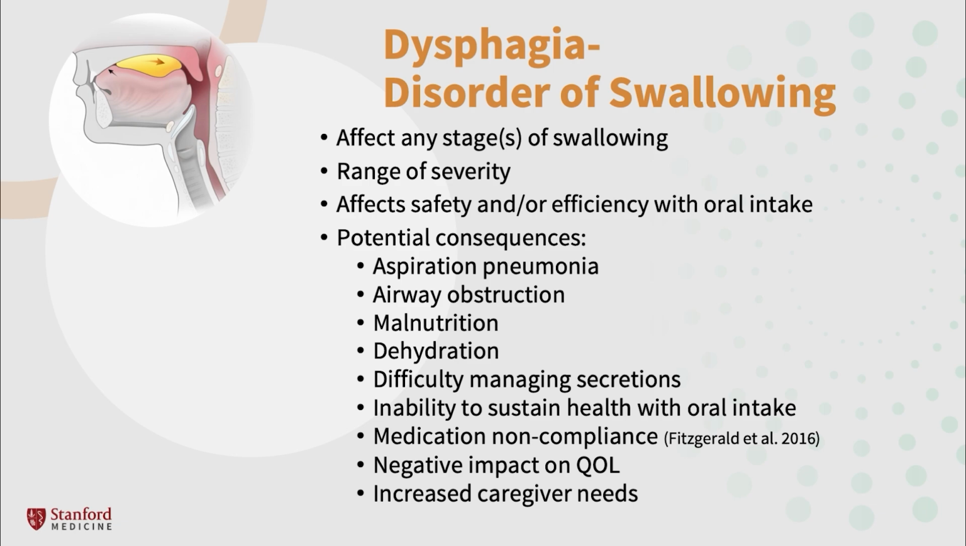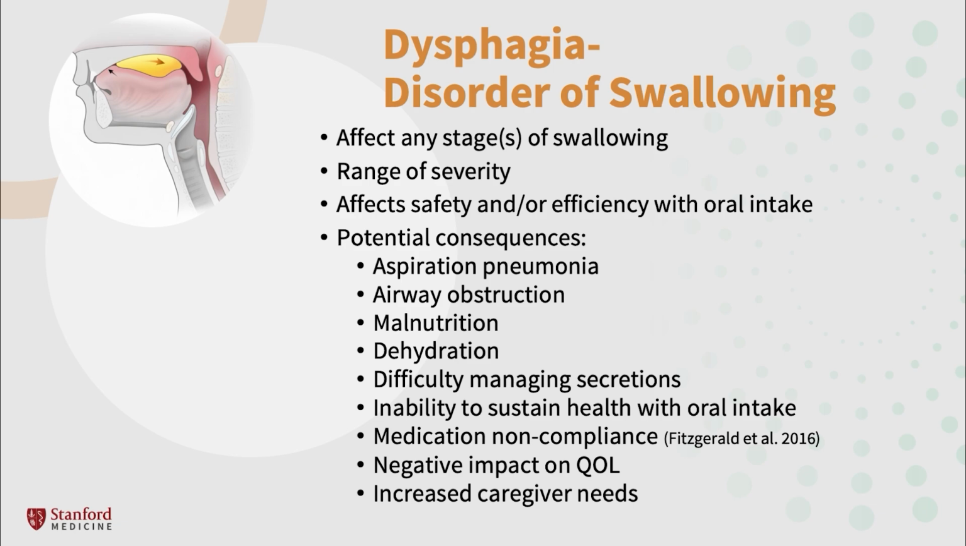And we're really talking about a condition that can have a vast range of severity. An individual might just need to prepare a certain food a certain way so that it's a little bit easier to chew, all the way through the spectrum of not being able to swallow foods, liquids, or even your oropharyngeal secretions and saliva. It affects the safety and efficiency of oral intake, and the potential consequences of dysphagia can be life-limiting and have a profound impact on quality of life.